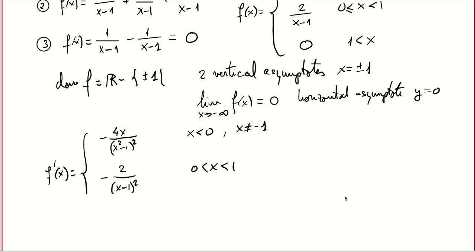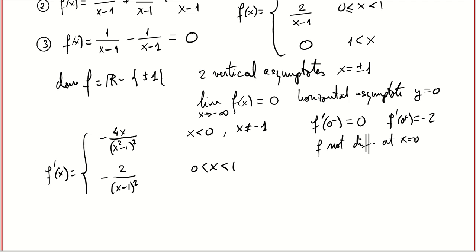Actually, that is the case, because the derivative on the left of 0 is equal to this evaluated at 0, which is 0, whereas the derivative on the right of 0, calculated here, well, you put 0 here, the denominator is 1, so it's -2. So it's not differentiable at x equal to 0. The function is continuous there, but has no derivative, right? Because the slopes of the two curves are different on the left and on the right.